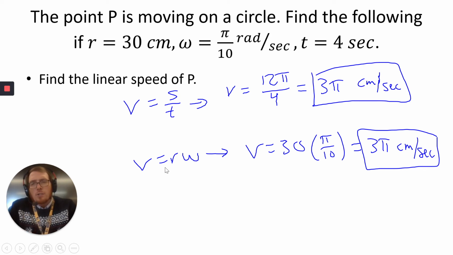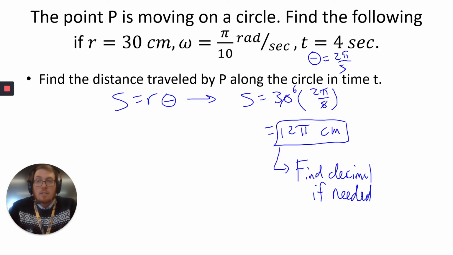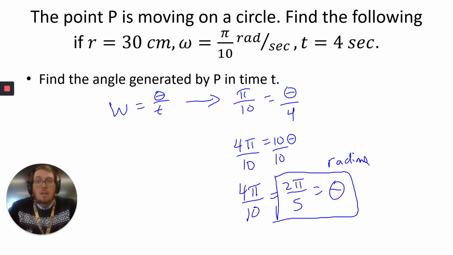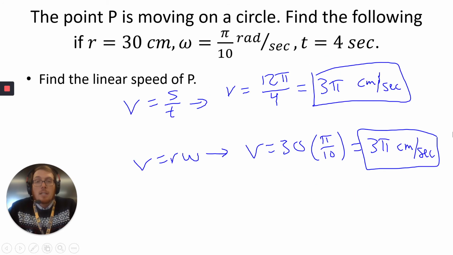The other option is you can do the radius times omega. The radius was 30. Omega was pi over 10. Okay, remember back to the first question we found here, which was find omega, using omega. So omega pi over 10 based upon that information that you've already got. And then that still gives you 3 pi centimeters per second.